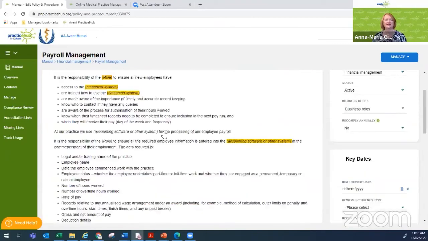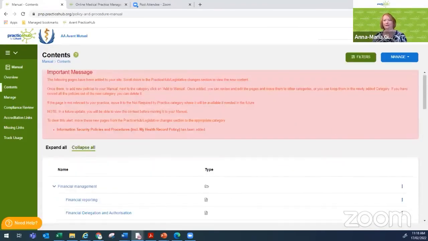All right, so that has been a quick trip through our new financial management policies and procedures. I hope that's given you food for thought. As I said, if you're a PracticeHub customer, please go in and have a look at them in more detail and start to think about how you can refine them for your practice.